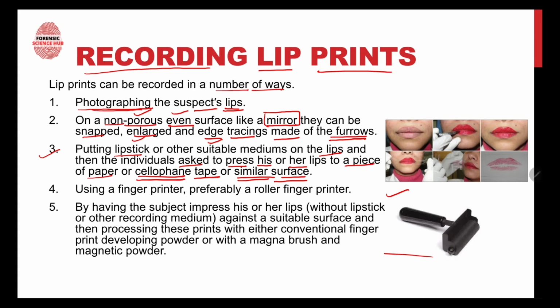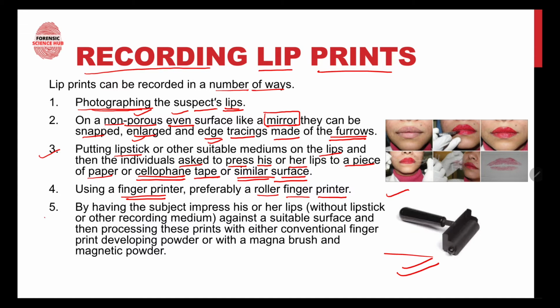Other than this, another method that can be used is a fingerprint roller or roller fingerprinter. This is how a roller fingerprinter looks like. So this roller is rubbed onto the lips of the suspect, and then those lips are pressed on a certain white surface, onto a paper, and then what we get to see is an impression of the lips. So that is how a roller fingerprinter is used.